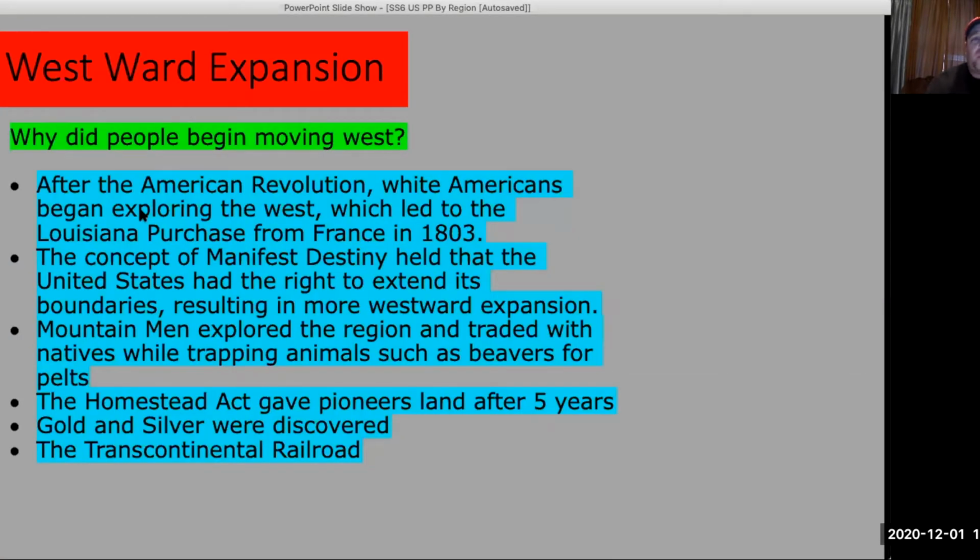All right, westward expansion. Why did people begin moving west? After the American Revolution, white Americans began exploring the West, which led to the Louisiana Purchase from France in 1803. That was a large portion of land. It actually doubled the size of the United States. You guys will see that on the map.